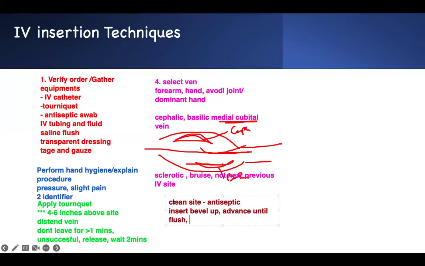As soon as you see the flush, lower the angle and advance the catheter. Don't pull it out. You advance the catheter into the vein. This is key. This is how you know how to do it. Then you withdraw the needle, leaving the catheter in place. This is key. So when you see it flush, advance it, push the catheter over the needle, pull the needle out, and leave it in place.